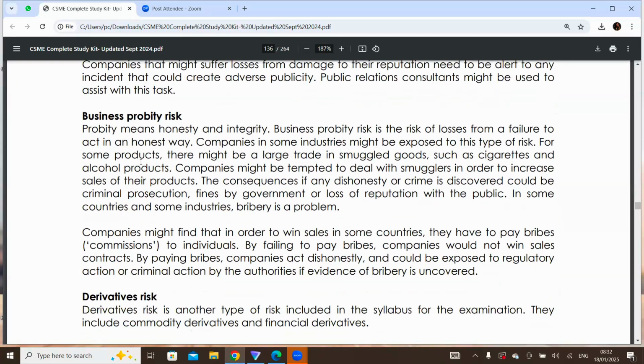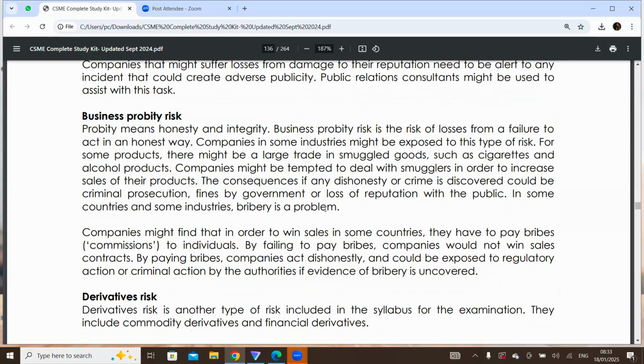Okay, so we have business probity risks. Probity means honesty and integrity. Business probity risk is the risk of losses from a failure to act in an honest way. Companies in some industries might be exposed to this type of risk. For some products, there might be a large trade in smuggled goods, such as cigarettes and alcohol products.